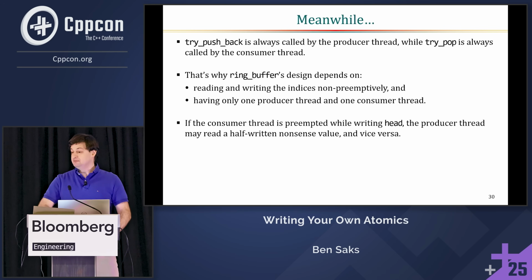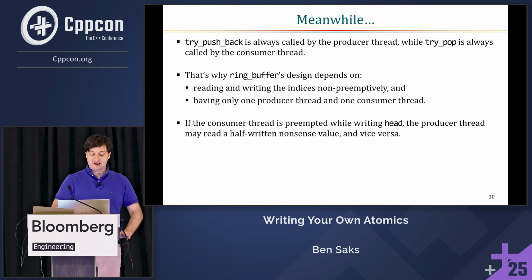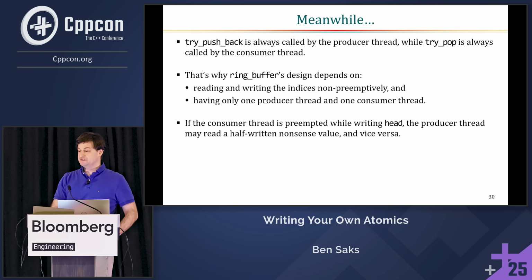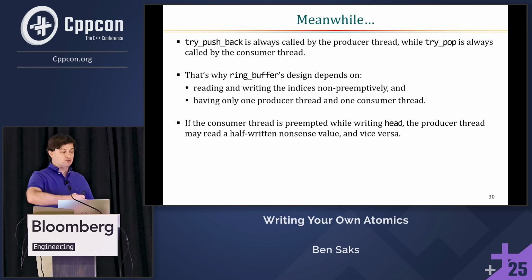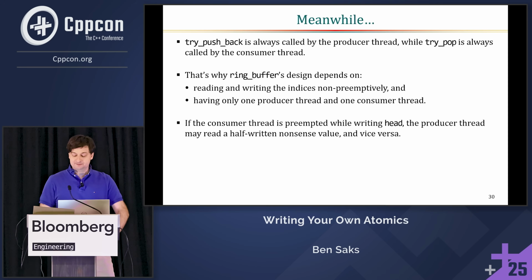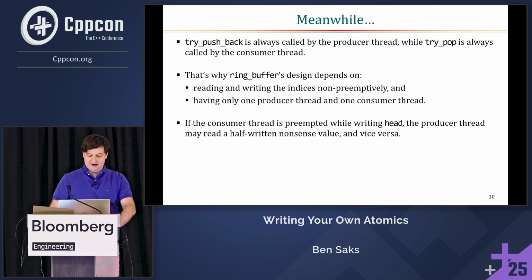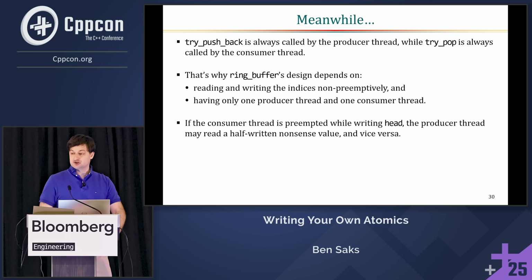And the same thing could happen if I were talking about updating the tail index as well. So the ring buffer's design really depends on both the head and tail indexes being able to be accessed in a non-preemptive fashion, where we can read and write those things without worry of something else interrupting us in the middle. It also depends on having only one producer thread and one consumer thread, because the increment of the index needs to not be competing with any other threads that are trying to do the same thing.